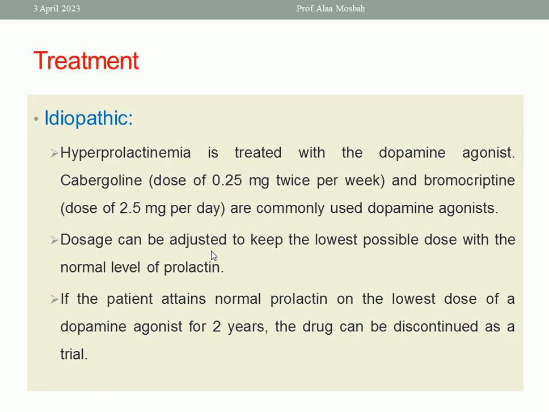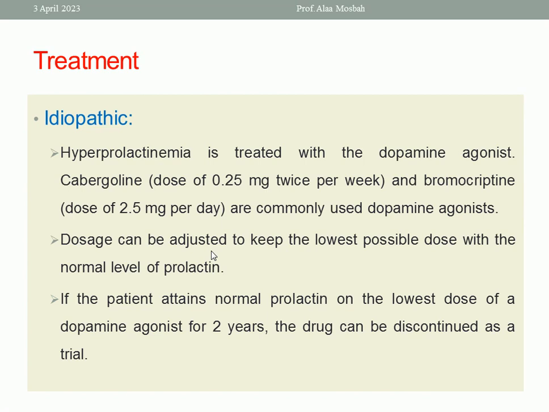And I said before the dose, 0.25 milligram twice per week, and bromocriptine in a dose of 2.5 milligram per day. You can start with a smaller dose till the patient becomes more tolerant to the drug because of side effects, then reach up to 2.5 milligram or more according to the prolactin level.